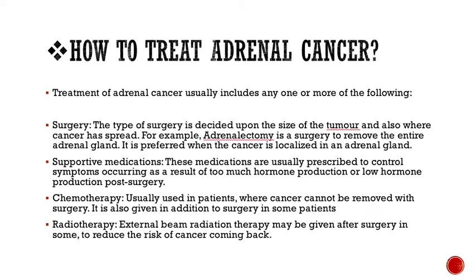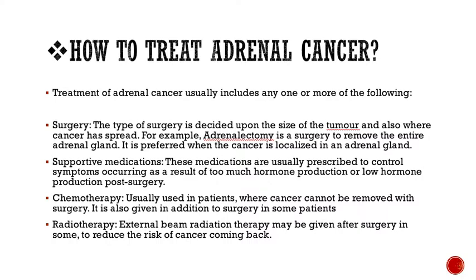How to treat adrenal cancer? Treatment of adrenal cancer usually includes any one or more of the following. It can be surgery, supportive medications, chemotherapy, or radiotherapy. Surgery. The type of surgery is decided upon the size of the tumor and also where cancer has spread. For example, adrenalectomy is a surgery to remove the entire adrenal gland. It is preferred when the cancer is localized in an adrenal gland.